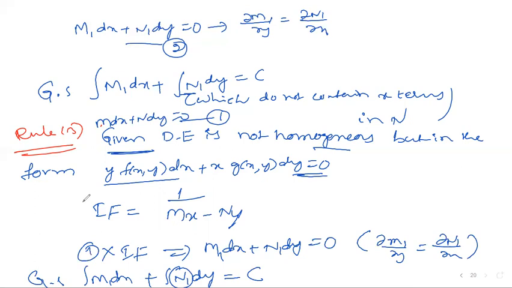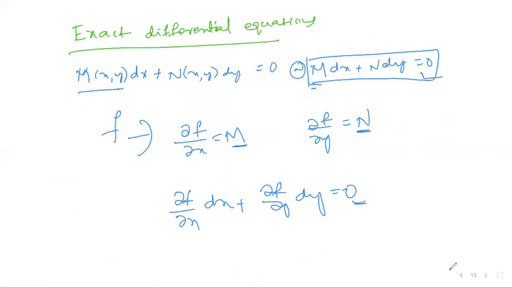If the equation is not exact, not homogeneous, but in the form y f(x,y) dx + x g(x,y) dy = 0, then take the integrating factor as 1 by (Mx − Ny). Next, the given differential equation is not exact, not homogeneous, and not in the form.